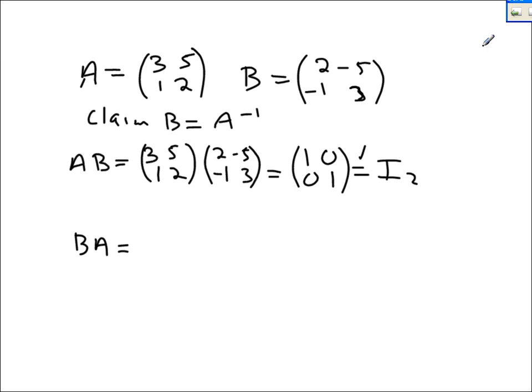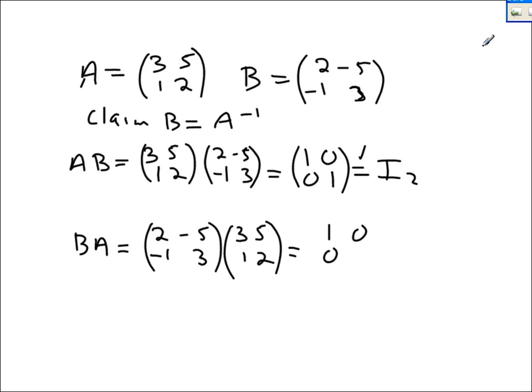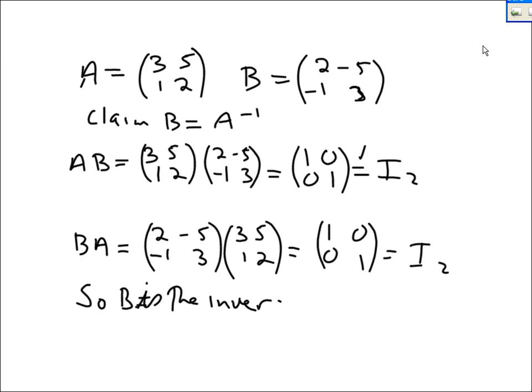Okay, what's BA? 2, negative 5, negative 1, 3. That's B times A. If you work this out, and I am checking it as we go along, this is 1 and 0 and 0 and 1. Yes, it is I2. So B is the inverse of A.